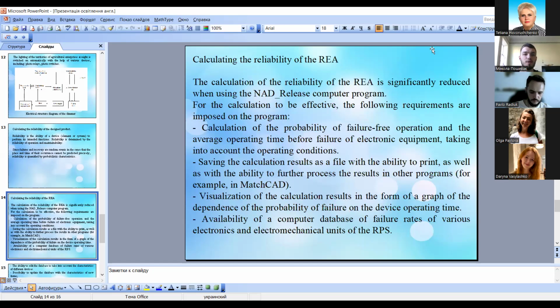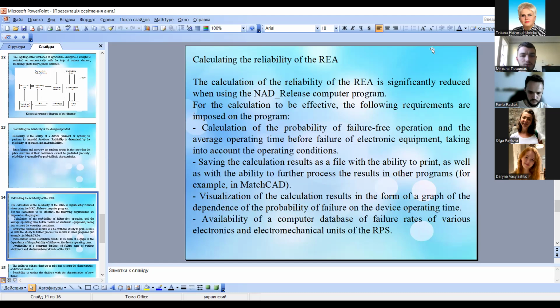Calculating the reliability of the array. The calculation of the reliability of the array is significantly reduced when using the next release computing program. For the calculation to be effective, the following requirements are imposed on the program: calculation of the probability of failure-free operation and the average operating time before failure of electronic equipment, taking into account the operating condition.